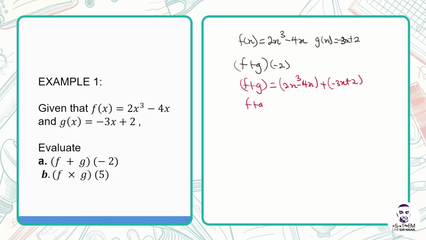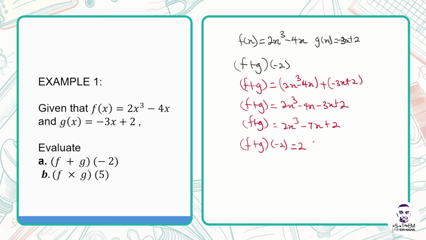So we have our f plus g now becoming 2x cubed minus 4x. Now plus and minus gives us minus 3x, and then positive here gives us plus 2. So it means that our f plus g now becomes 2x cubed minus 4 minus 3, which gives us minus 7x, then we have plus 2. So now we are going to substitute our value, which is negative 2, into the function, because we are asked to find (f plus g) of minus 2. That implies that wherever we see x, we put minus 2 there.